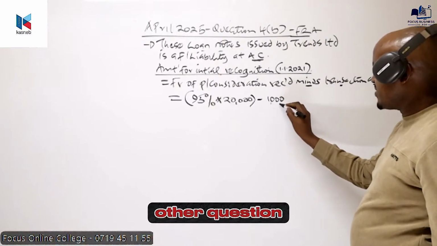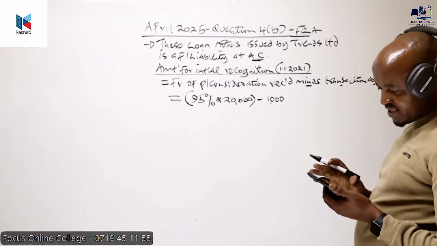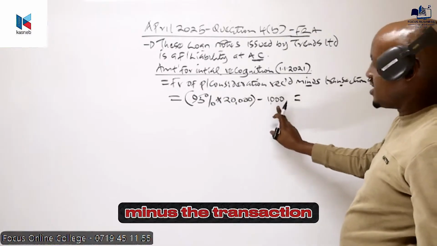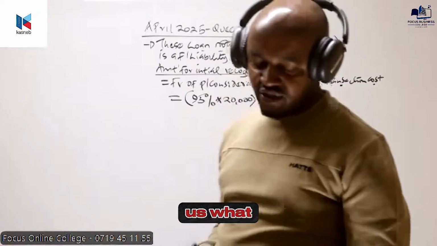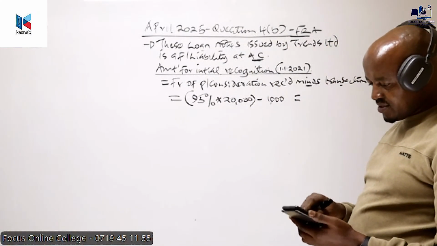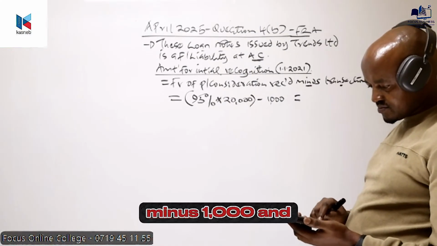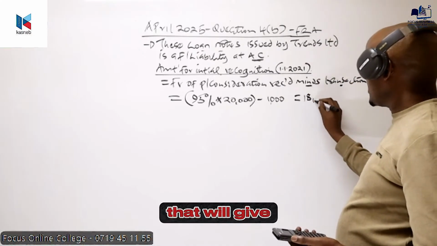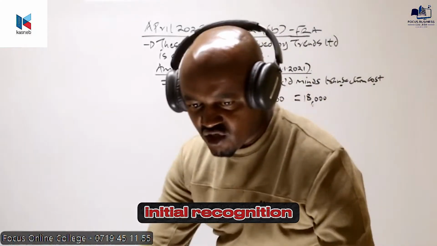So just like what you have done in the other question, we will work with all our figures in 1,000 of shillings. We omit the last 3 zeros. So we take 95% of this, and then we minus the transaction cost. This will give us 95% times 20 million minus 1,000, and that will give us 18 million. This is basically the amount for initial recognition.